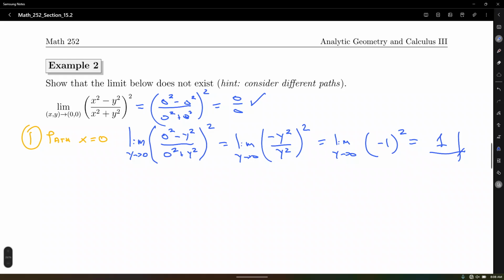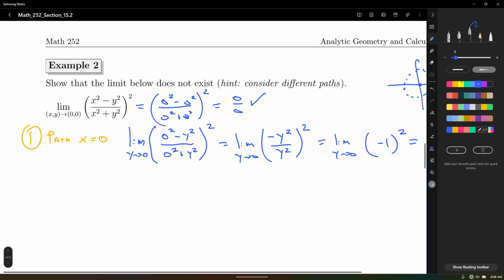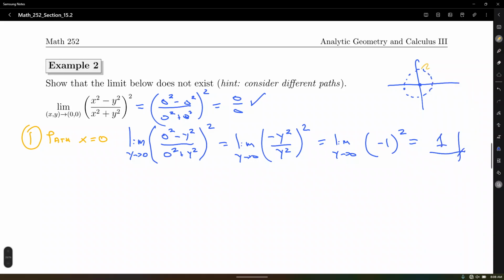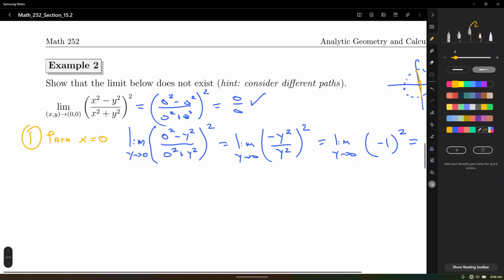But what does that mean, to go about x equals to 0? We want to approach the origin, (0, 0). So we're going to draw a disk around the origin. And in this case, we are approaching along the path x equals to 0. That means either from the top along x equals to 0 or from the bottom along x equals to 0. So that's the vertical line, x equals to 0. Okay, let's try a different path this time and see what happens.